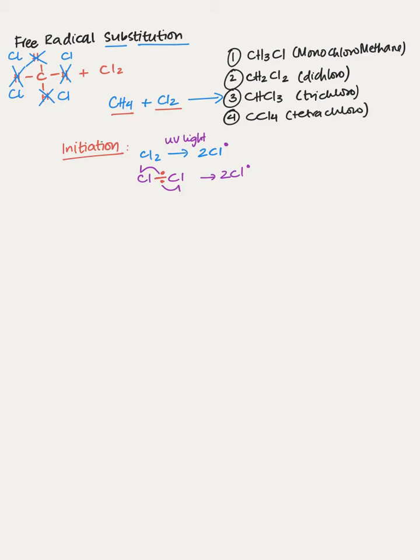Then the reaction propagates, which is called propagation. Now, propagation takes place to give us these possible products that we just listed here: monochloro, dichloro, trichloro, and tetrachloro. These can be obtained by propagation. Now, what happens is CH4, which is methane, reacts with a Cl radical, one of the Cl radicals which was formed in initiation.